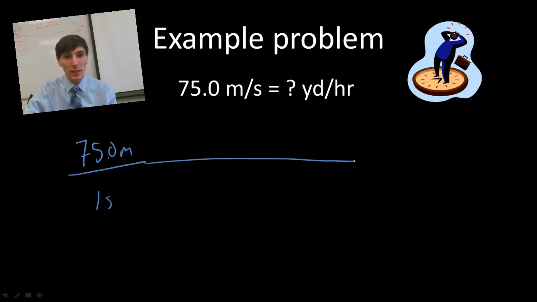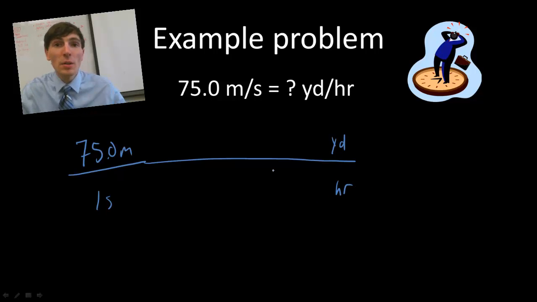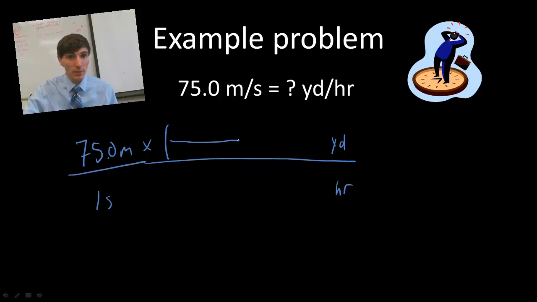And what we could do is actually have two conversion problems. On the top, we need to get to yards. On the bottom, we need to get to hours. You can actually address these separately, and then you can divide at the end. So what this would look like is meters to yards. I could do that conversion right here. And remember, we said that 1 meter was equal to 1.094 yards.